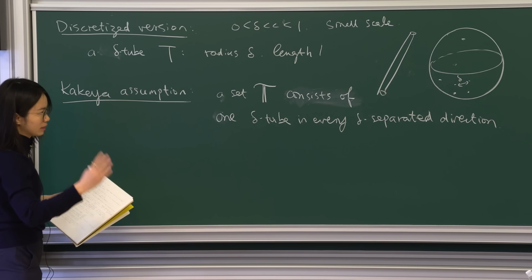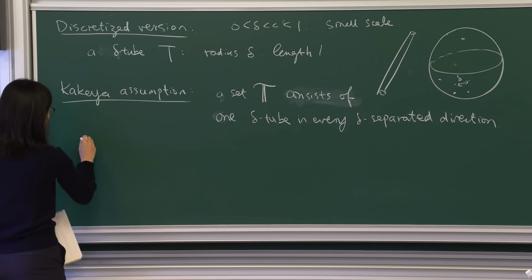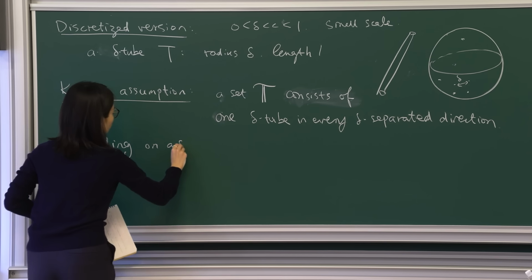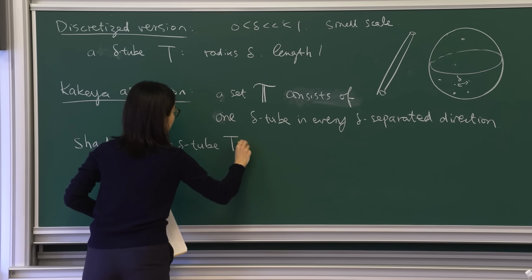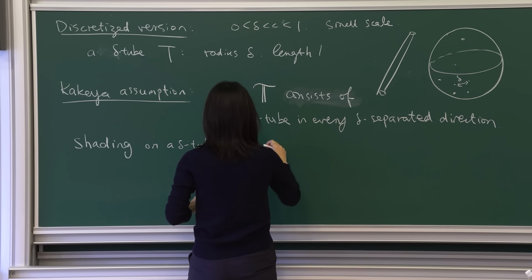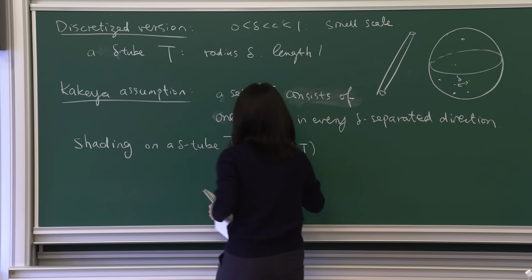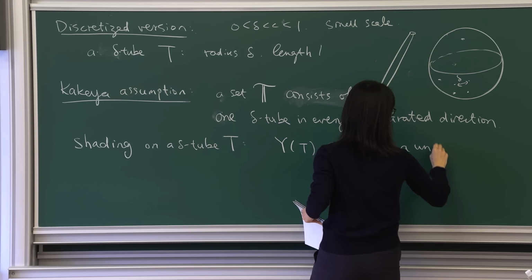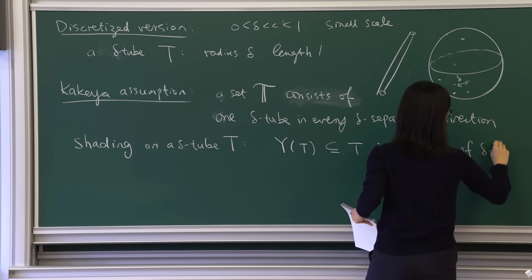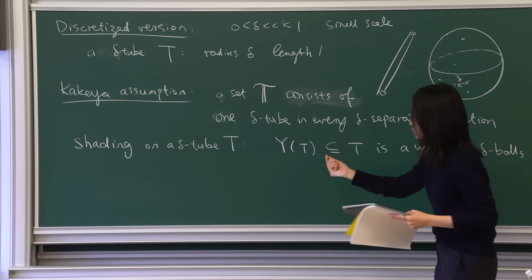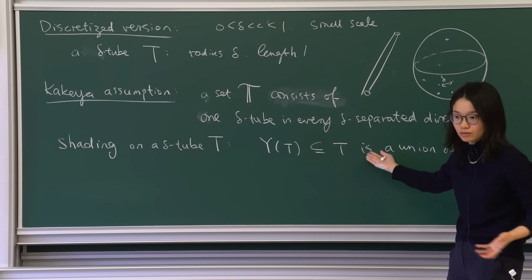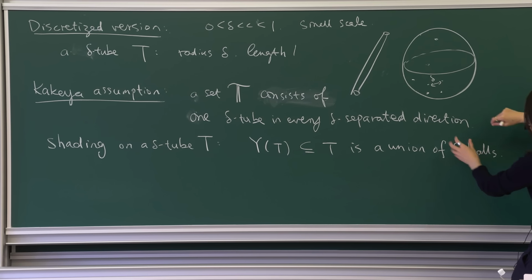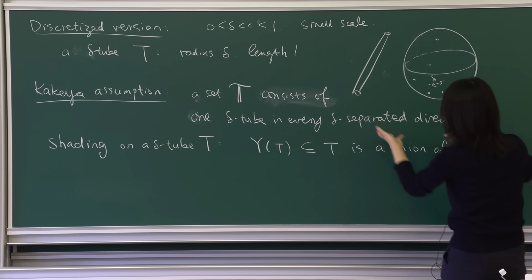To make this rigorous, we need to define the following. Let's say a shading on a delta tube T. We let Y_T denote the shading, which is a union of delta balls. The word shading is really just a subset of the tube, but we say shading because it's a union of delta balls, and delta is the radius, the minimum side length.